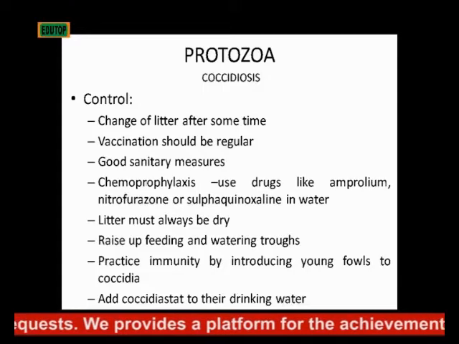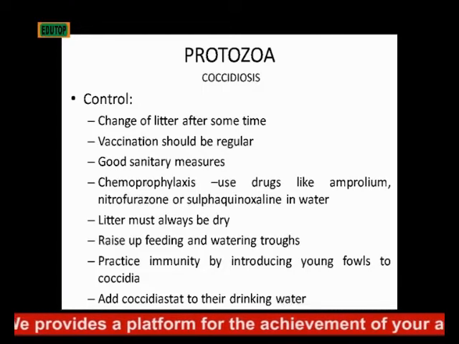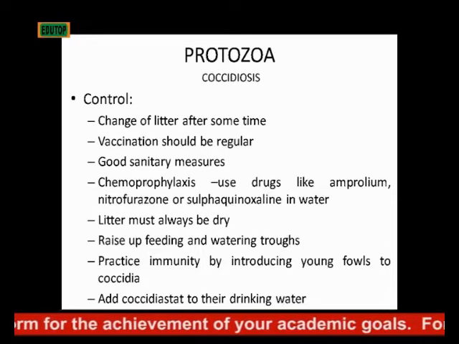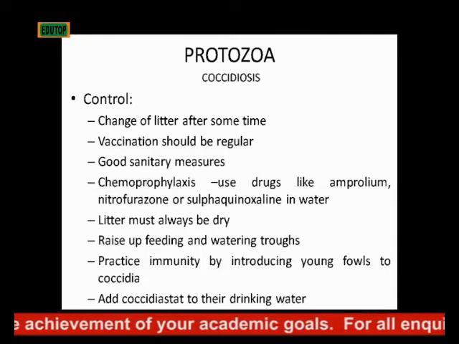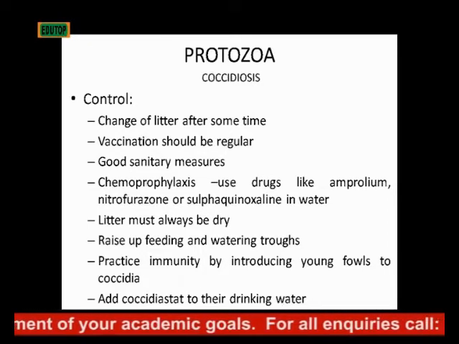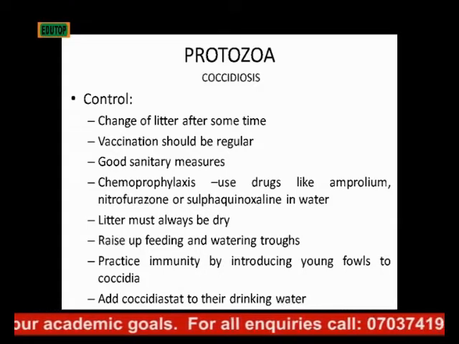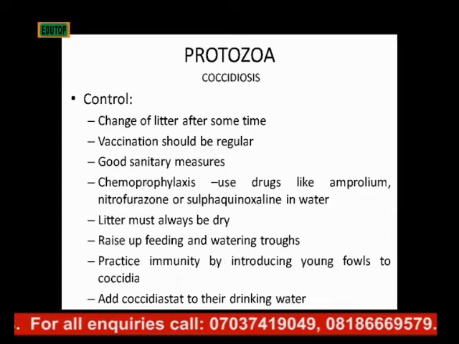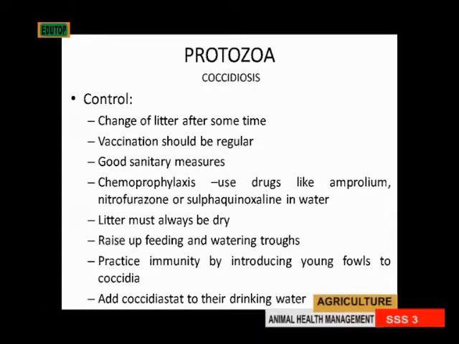The litter of the animals must always be dry. Keep their litters dry, because once it is wet, it is prone to being infected. Then you can raise the feeding and the watering trough, so it's not on the ground where it can easily mess up their litter. Then practice immunity by introducing young fowls to coccidia.